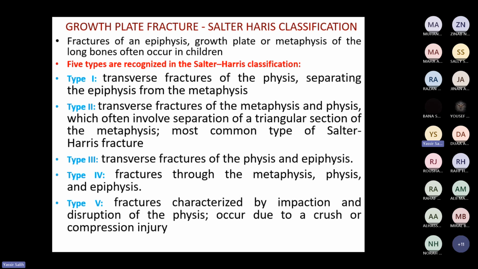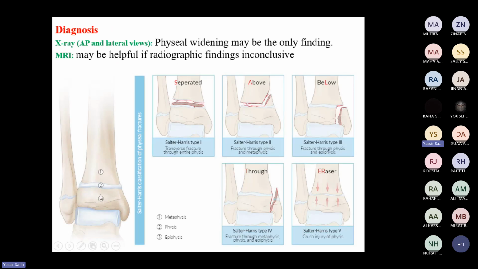The Salter-Harris classification we have taught you before, very easy. It is a classification for fractures of the long bone in the pediatric age. It is used for assessment and classification of fractures in the long bones of children. The bone has the epiphysis, the cross plate or physis, and the metaphysis. Number 1 is the metaphysis, number 2 is the physis, and this is the epiphysis. The fracture can involve the metaphysis or epiphysis or both, or the physis only. According to involvement of these parts, we classify the fracture.